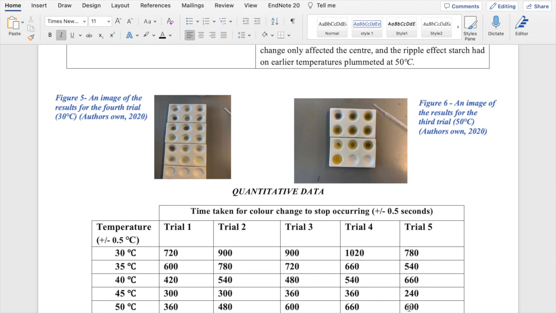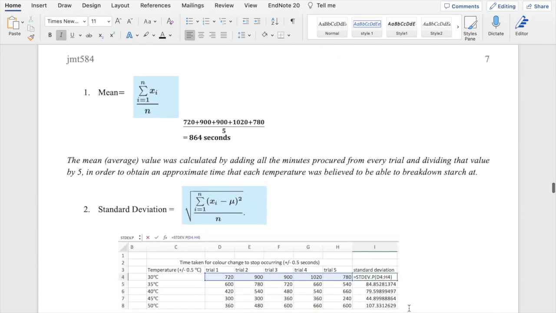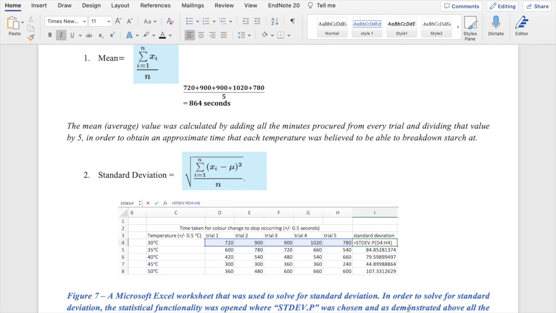So I also had quantitative data. My IA was predominantly based on qualitative data, but I also did have quantitative data to show how many seconds it took for the color to change. 900, a bit crazy. As you can see, I've just shown my two images of the iodine color change occurring, and that's when starch was completely broken down. I showed that in the quantitative data, and then I did some sample calculations. Standard deviation, mean. Love that.